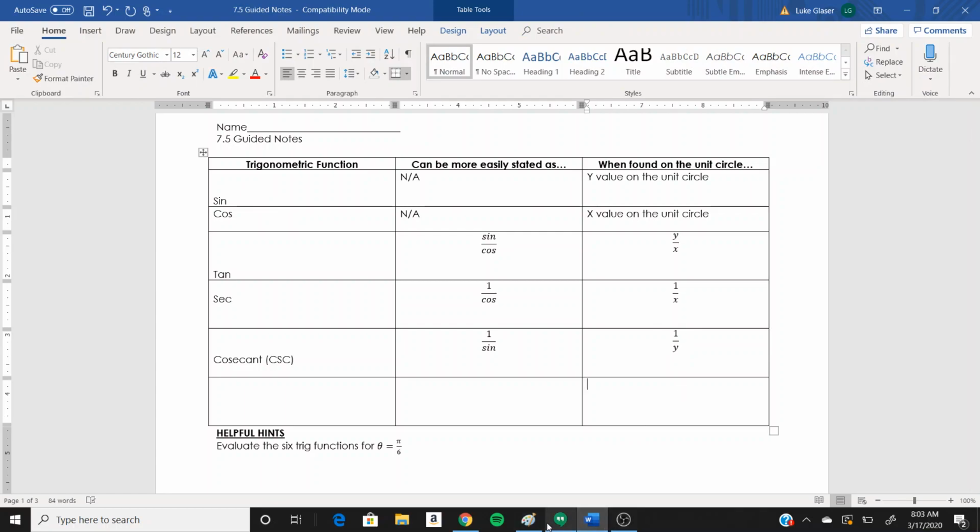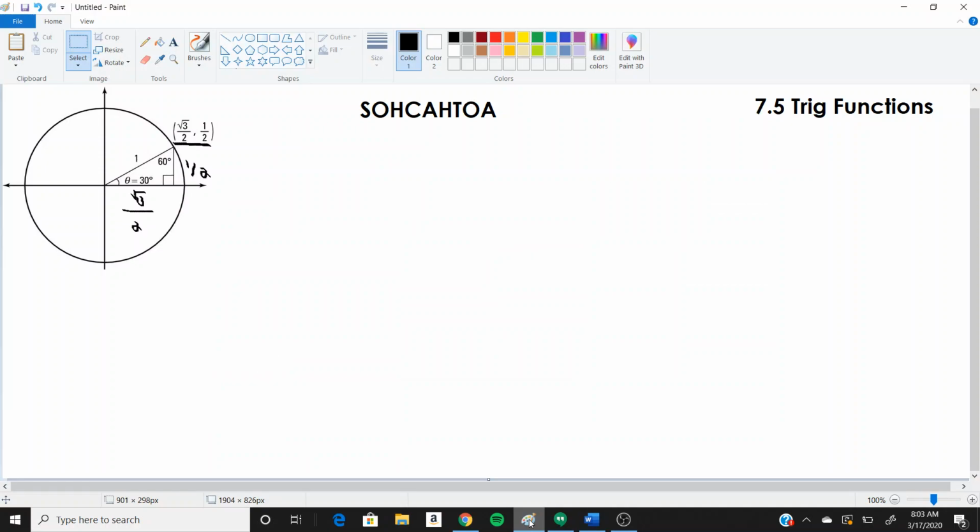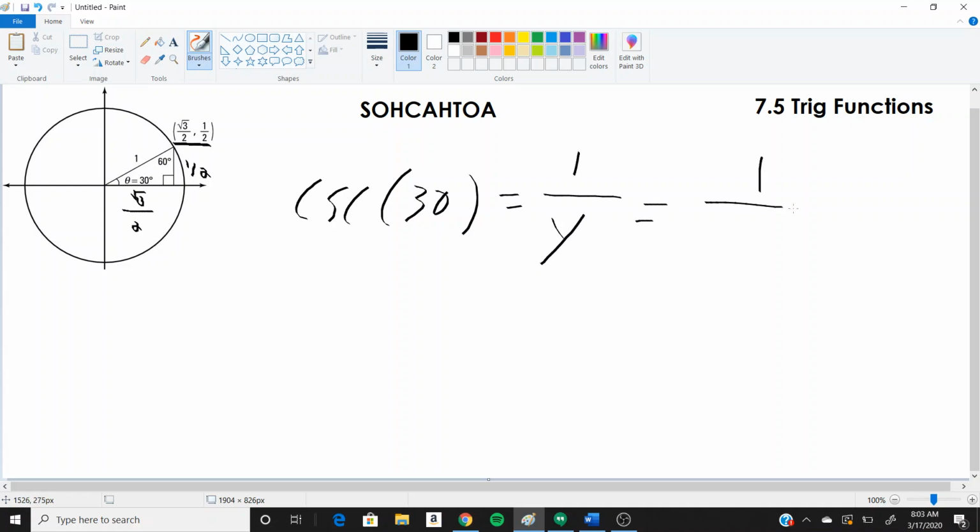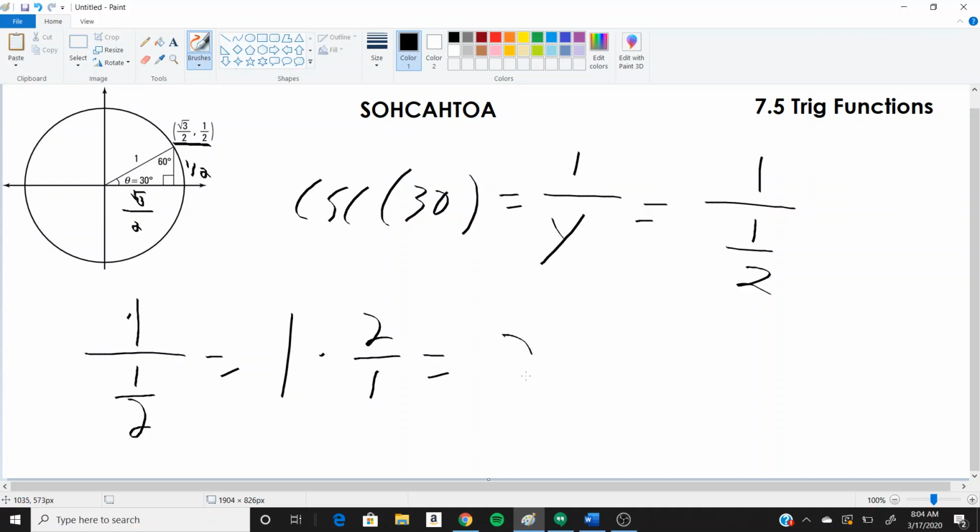So if I'm evaluating the cosecant of 30, that's the same thing as 1 over the y value. So it's going to be 1 over 1/2. And just like secant, we want to simplify that because we don't like fractions in fractions. So 1 over 1/2 means I flip the bottom. So it's going to be 1 times 2 over 1, which is just going to be 2. So the cosecant of 30 is 2.